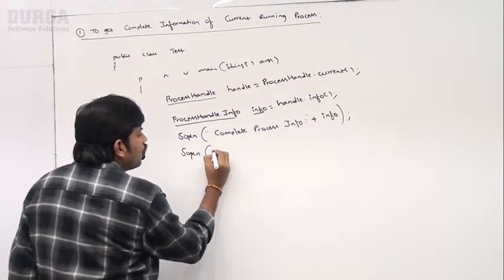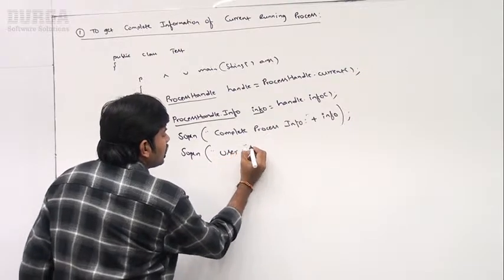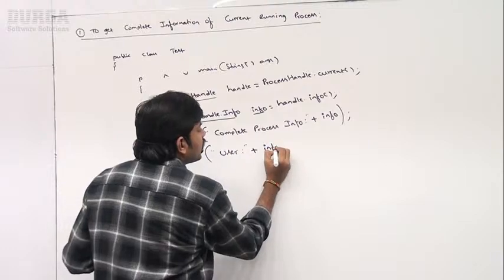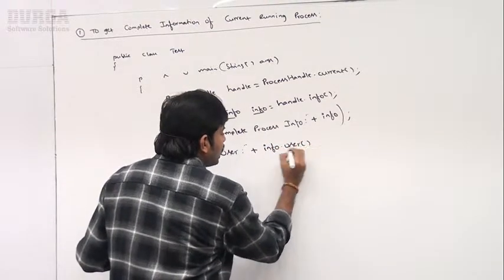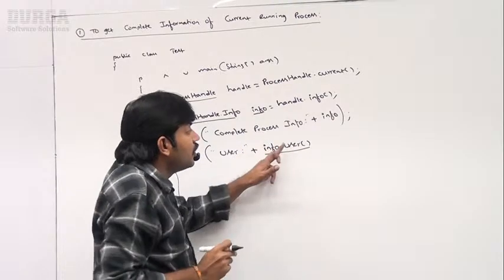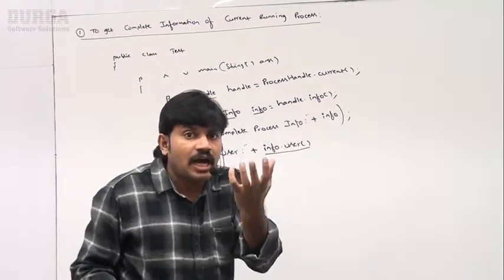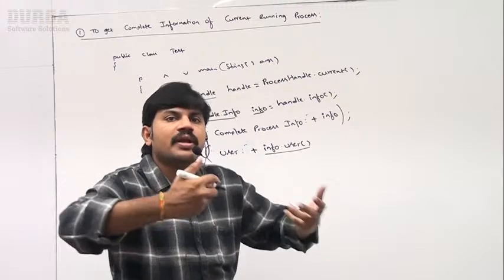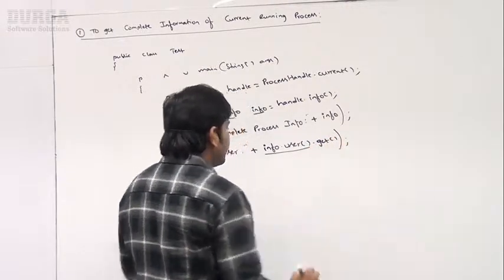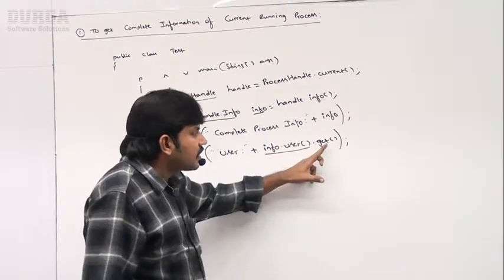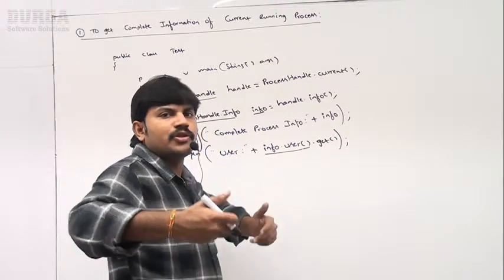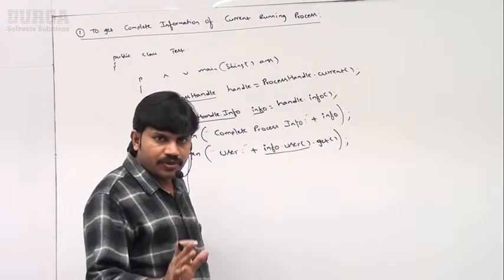System.out.println. Who is the user of this process? I want to know who is the user. Very simple: info.user. Have you remembered? In the theory I explained very clearly, the user method returns an Optional object. If you want to get the corresponding value, then we have to call the get method. info.user().get(), because it returns an Optional object. Then we get the user information by default.